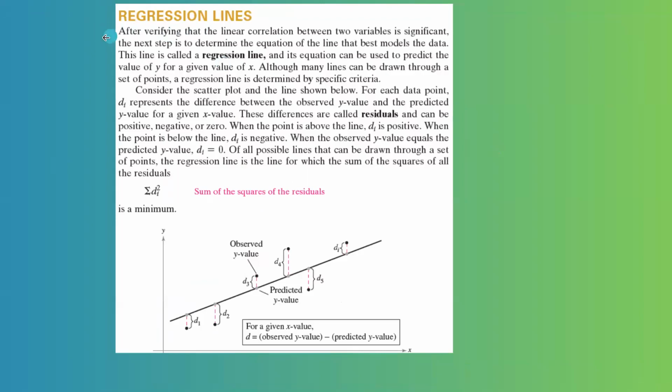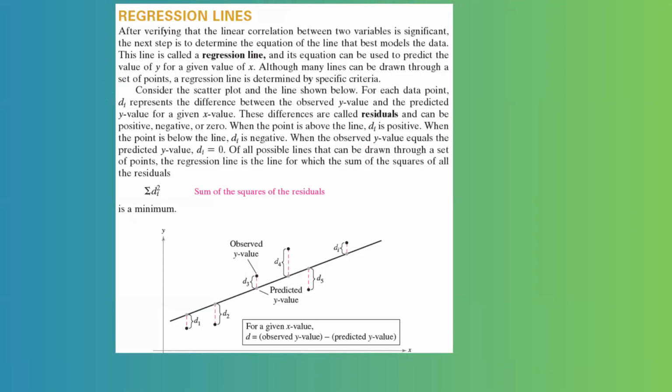The regression line. After verifying that the linear correlation between two variables is significant, the next step is to determine the equation of the line that best models the data. This line is called the regression line, and its equation can be used to predict the value of y for a given value of x. Although many lines can be drawn through a set of points, a regression line is determined by specific criteria. Consider the scatter plot and the line shown below.